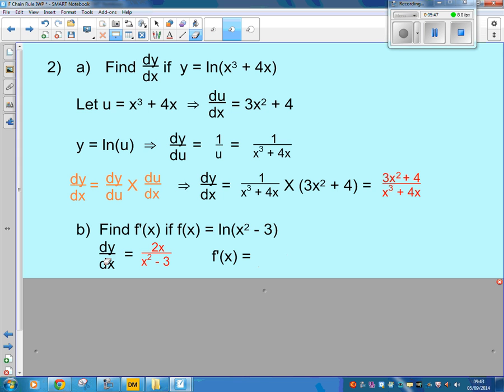Now I've put it down here as dy/dx is that, but strictly if it's f of x, I'm finding f dash of x, so I should put f dash of x equals 2x over x squared minus 3. So let's differentiate the bit in brackets, 2x, and then the other part, the x squared minus 3, goes underneath.